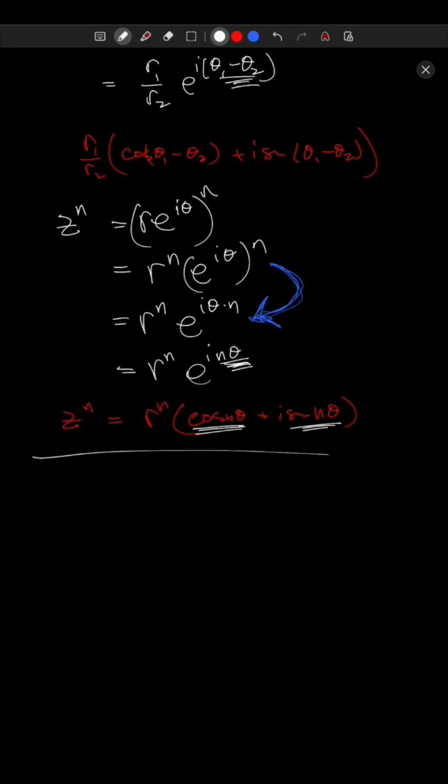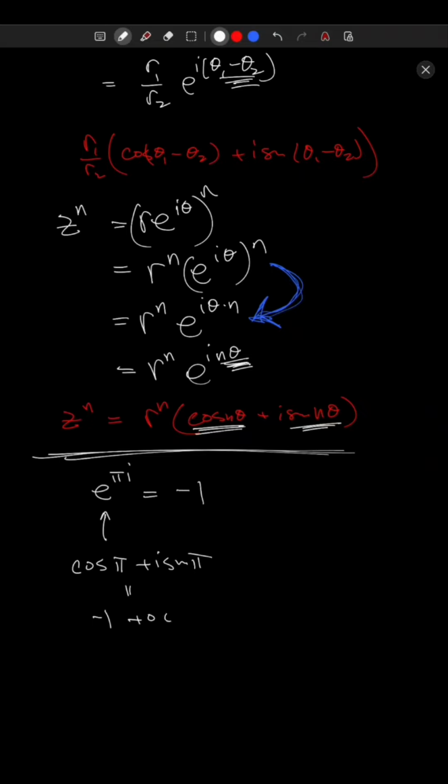And also, so this is where, I don't know if you've seen this in the past, e to the pi I would be equal to minus 1, right? Because e to the pi I represents cosine of pi plus I sine of pi. Cosine of pi is -1, sine of pi is 0, so this is equal to minus 1, right?